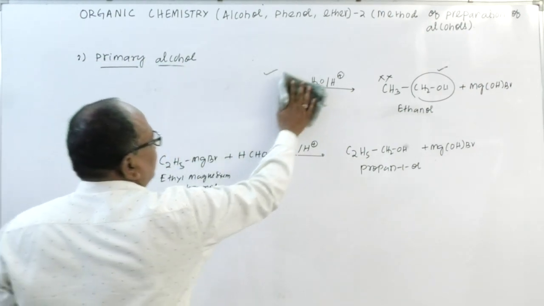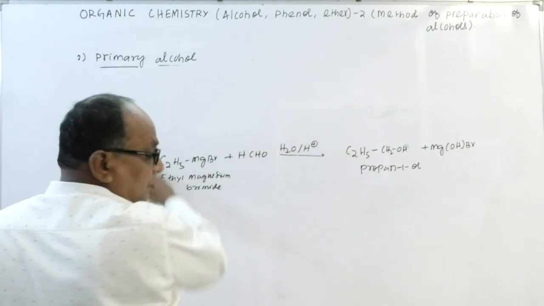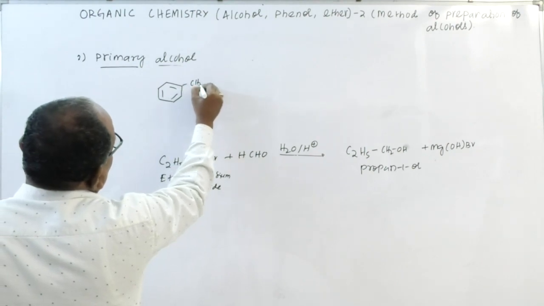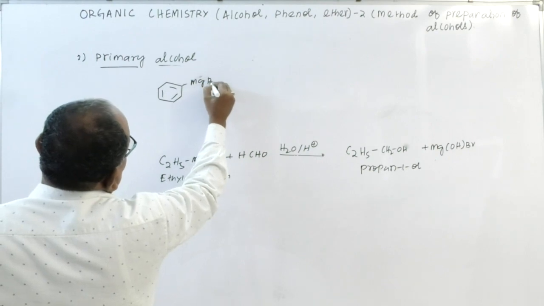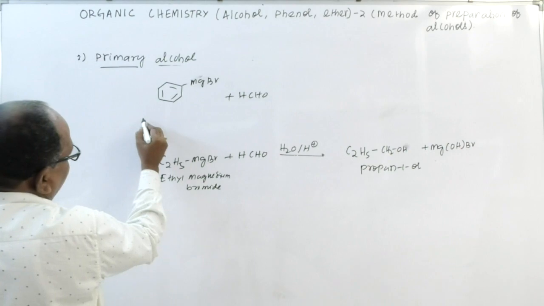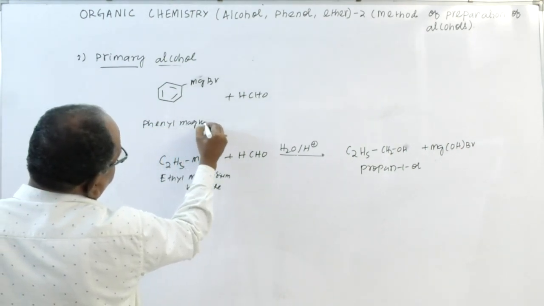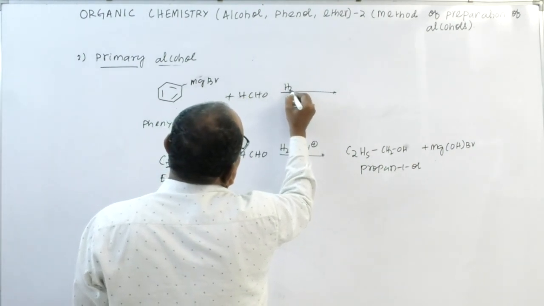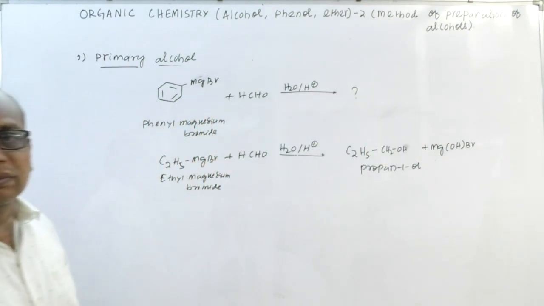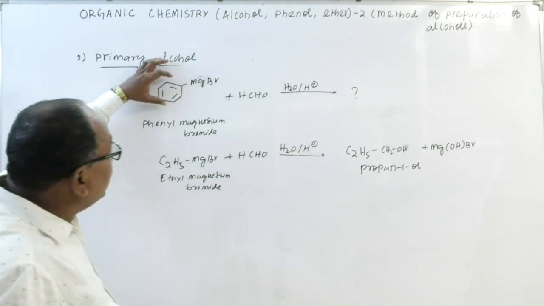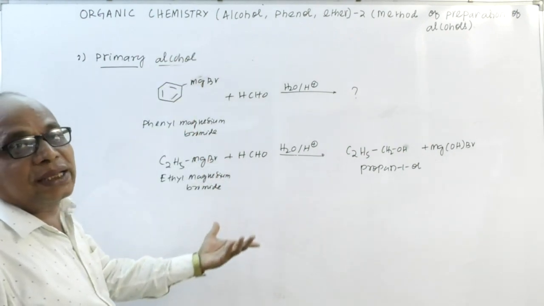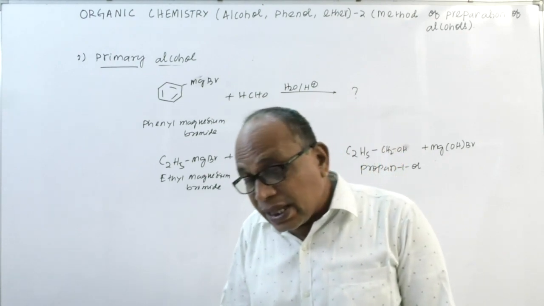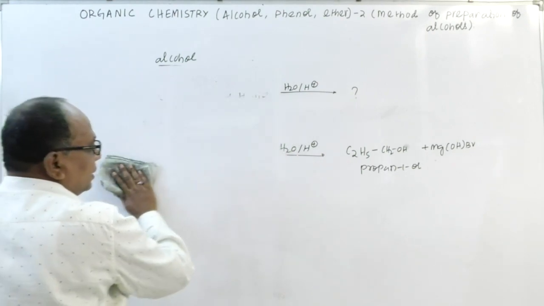Suppose I will take phenyl magnesium bromide. That reacts with formaldehyde and gives an addition compound, which on acidic hydrolysis gives a product. Can you write the product? The product has a benzene ring, that is C6H5CH2OH, which gives benzyl alcohol. Try to write the structure and name the compound.